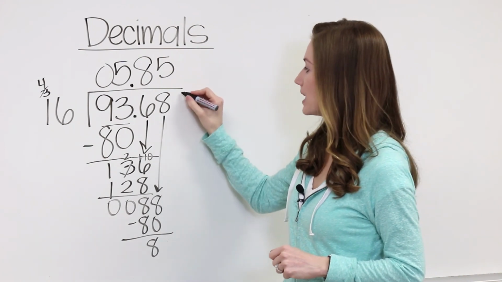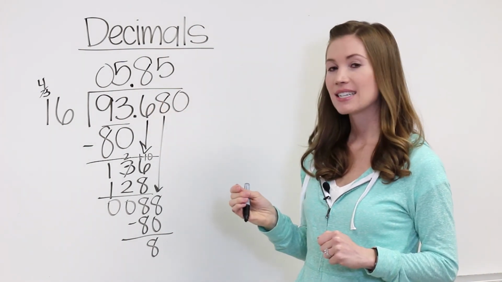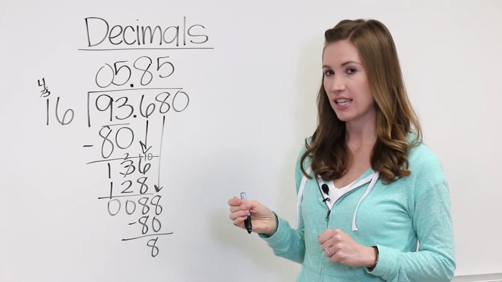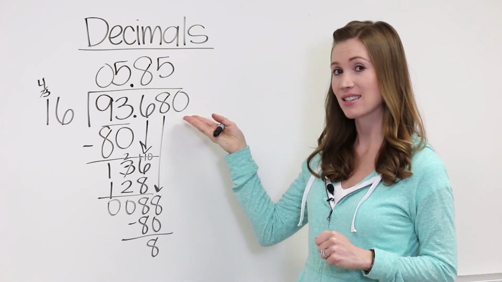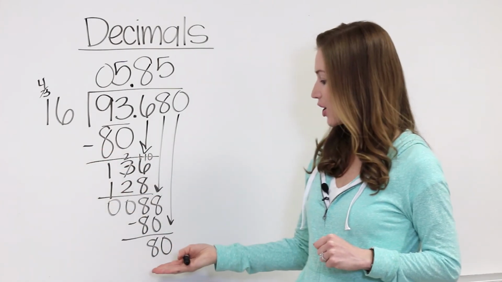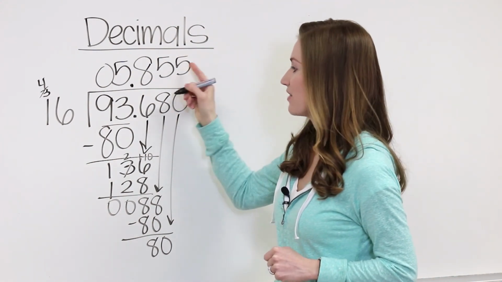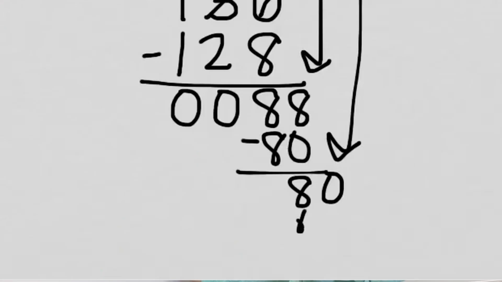So in this case, we need to add a 0. Adding a 0 to our dividend doesn't change the value of our dividend because the 0's at the end. So we can add a 0, bring it down. How many times can 16 go into 80? 5 times. 5 times 16 is 80, and we get 0 remaining.